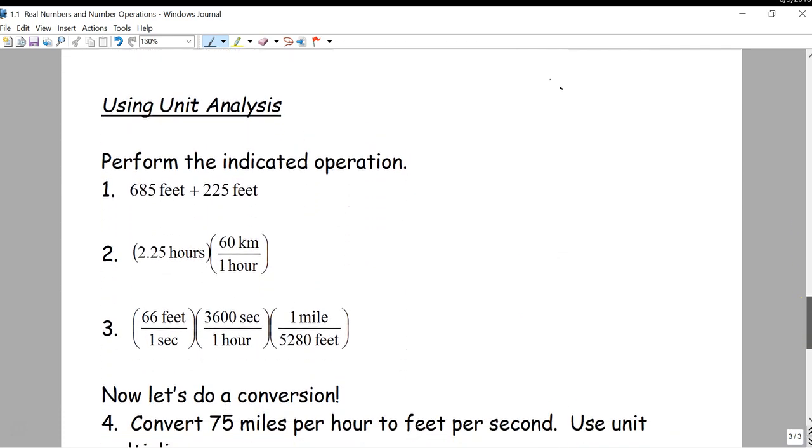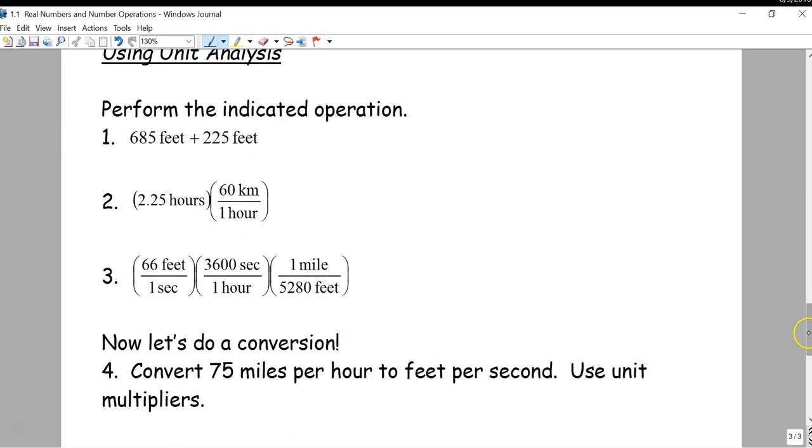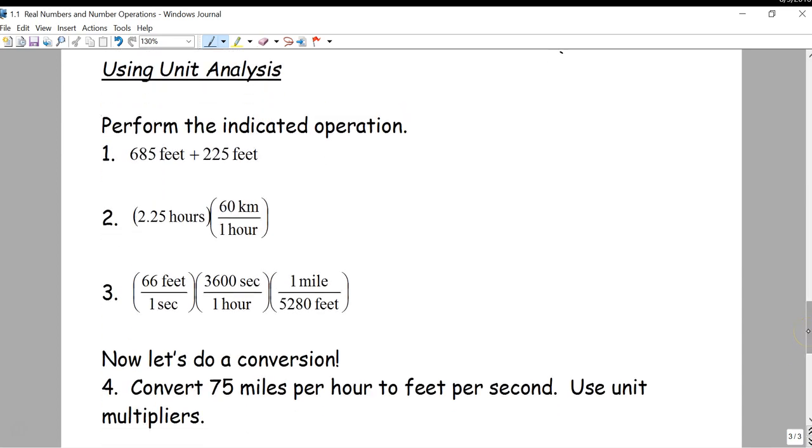And the last thing I want to talk to you about is a little bit of unit analysis. Converting units, something very, very important that I think is a review for all of us. It says to perform the indicated operation. So what we're doing in number 1 is we're adding 2 units together. We're adding 685 feet plus 225 feet.